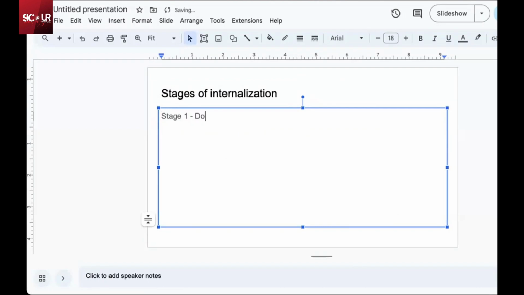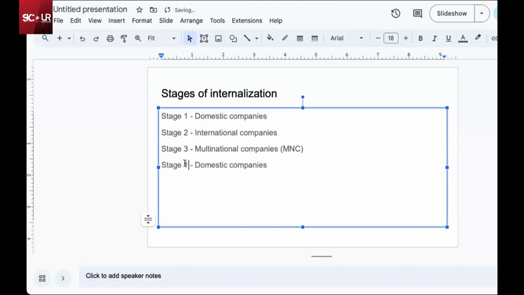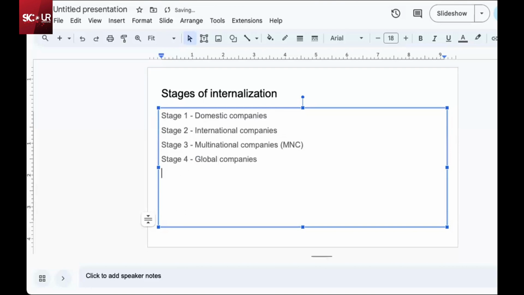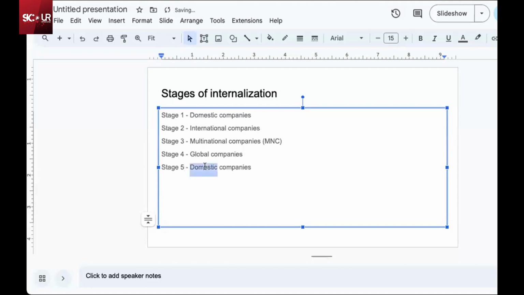Stage 1, for example, we have what we call domestic companies. Stage 2, this is where we have international companies. Stage 3, we have multinational companies, or what we call MNCs. Then in general, we have global companies. Stage 5, we have transnational companies.